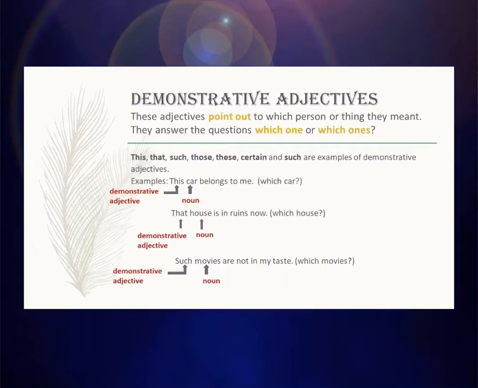For example, this car belongs to me. Which car? This car. This answers my question. So, it becomes a demonstrative adjective which is modifying car, and car is our noun here. Words like this, that, such, those, these, and certain are examples of demonstrative adjectives.